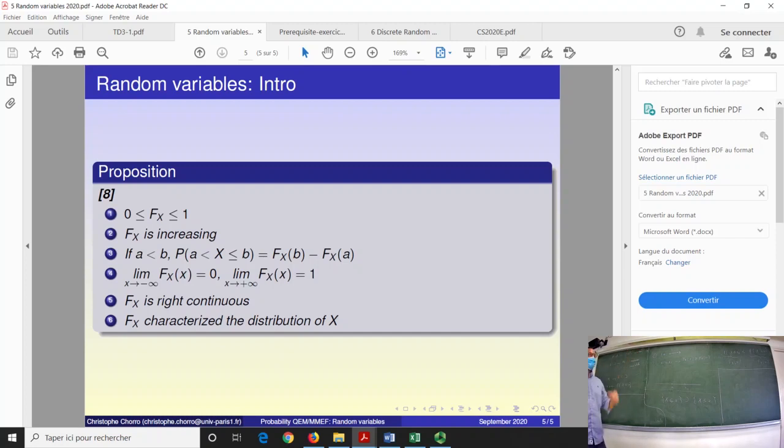For the third point, I want to prove that the probability that X is strictly greater than a and less than or equal to b is equal to F_X(b) minus F_X(a). So I have my b that is strictly greater than a in the third point. And I want to prove the relation in the statement 3 of the proposition 8. So what can I say? Well, in fact, I have the following.